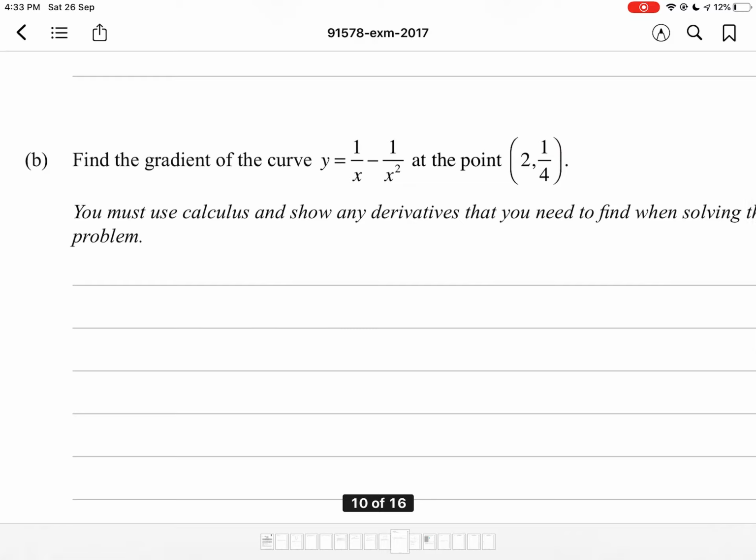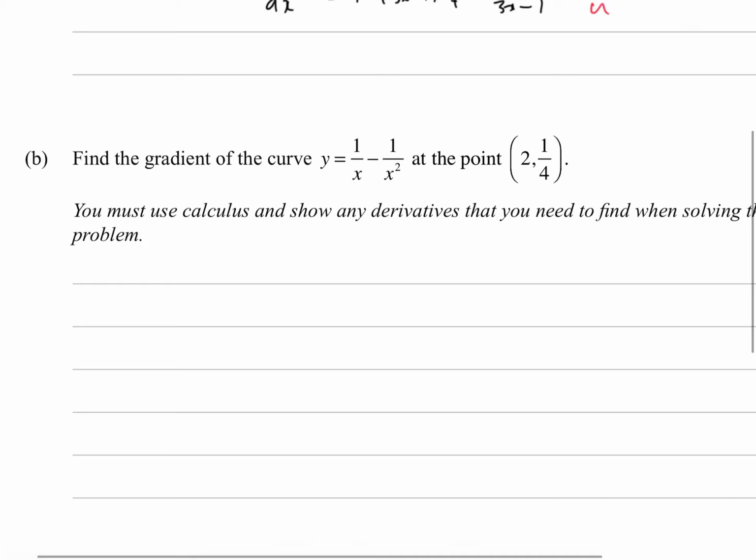Question B, find the gradient of the curve y equals 1 over x minus 1 over x squared at the point 2, 1/4. Alright, so in this case, we just have to find the derivative and substitute x equals 2 to find the gradient.